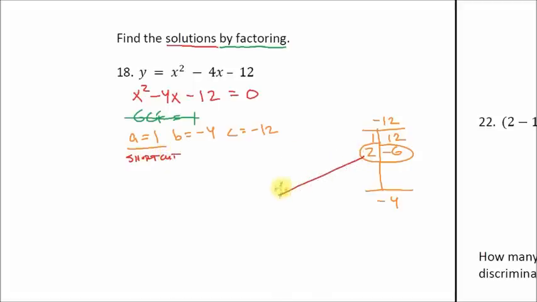So now we can just go ahead and go right to our equation. We've got no GCF, so I don't have to worry about copying that down. This is going to be x plus 2 and x minus 6. That came right from our combination table, equals 0.